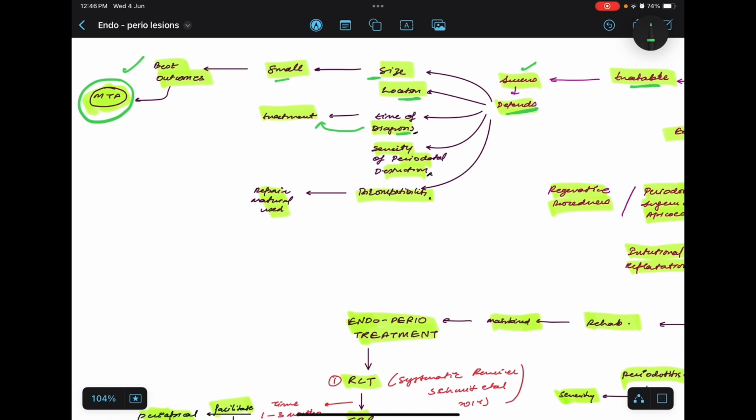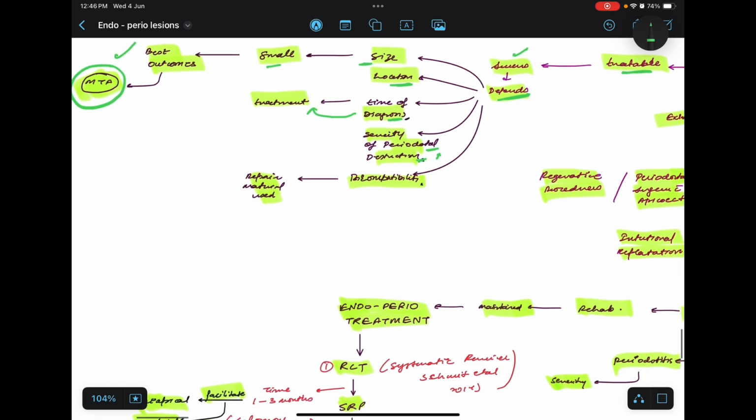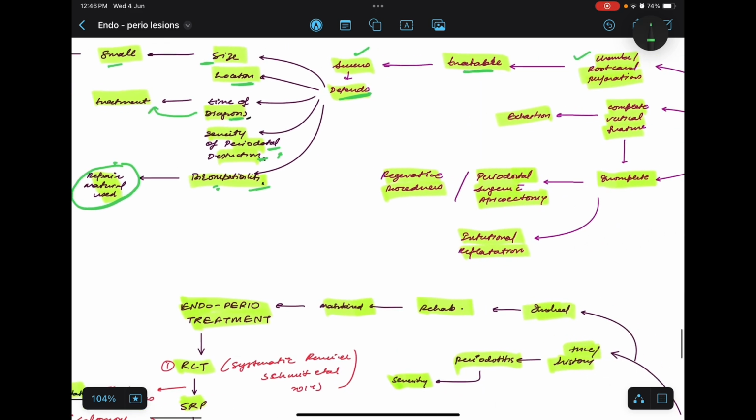Then the severity of the periodontal destruction. If the periodontal destruction is high, there are low chances of it succeeding later. Then the biocompatibility of the repair material used. For example, if there was a perforation earlier while the dentist was treating, but later he repaired it with a poor material, one which was not very biocompatible, then later the prognosis becomes poor.